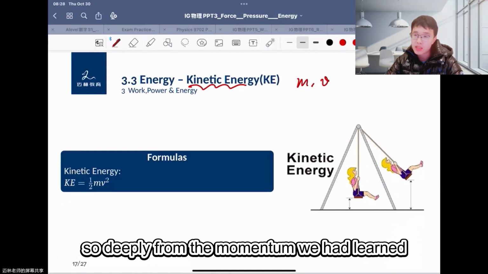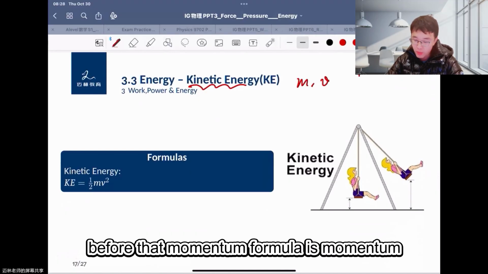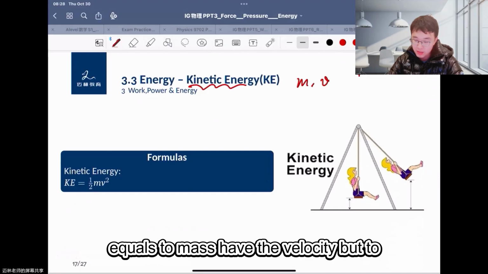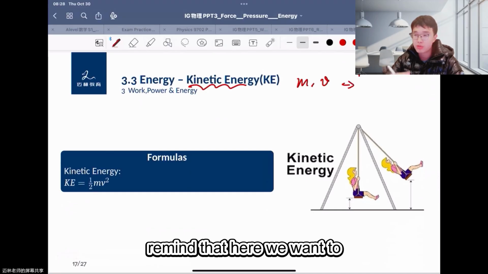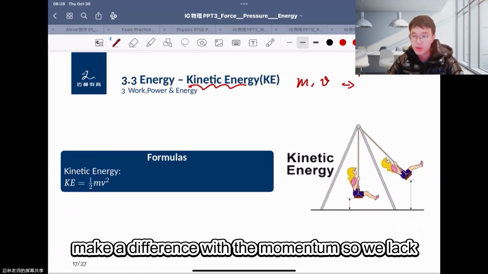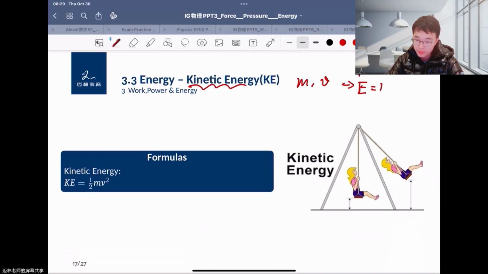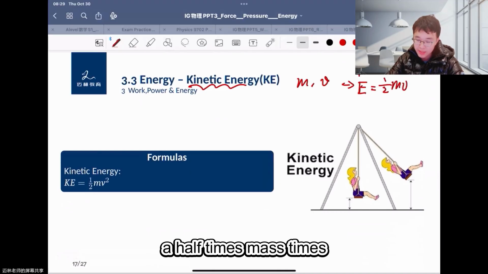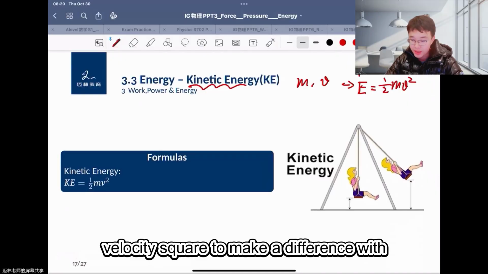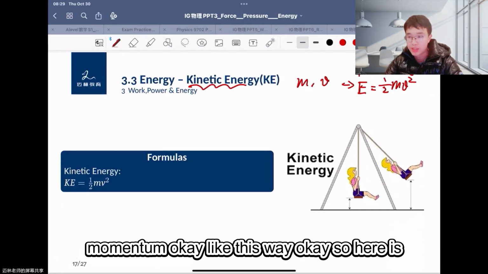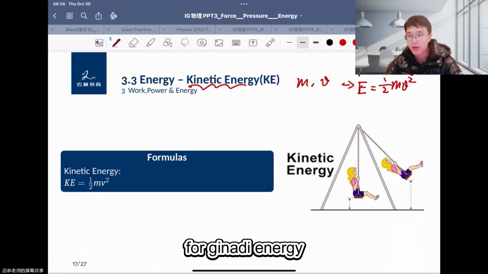So different from the momentum we have learned before, that momentum formula is momentum equals mass times velocity. But to remind that here we want to make a difference with the momentum, so we let the energy equal to a half times mass times velocity squared, to make a difference with momentum. Okay, like this way. So here is for kinetic energy.